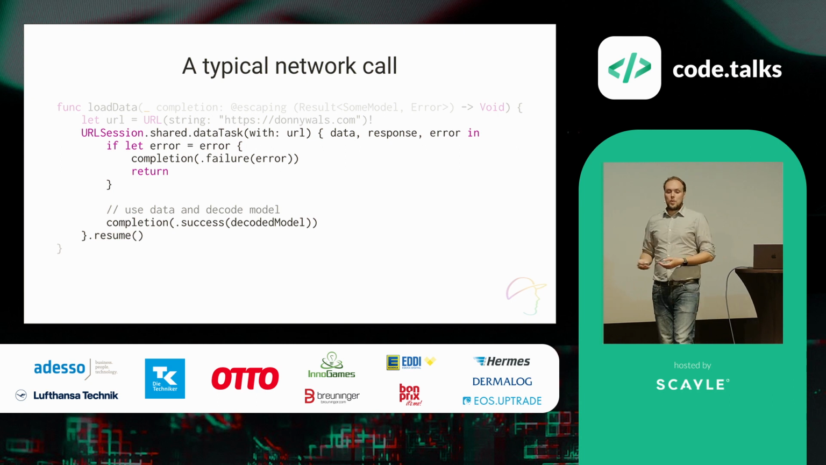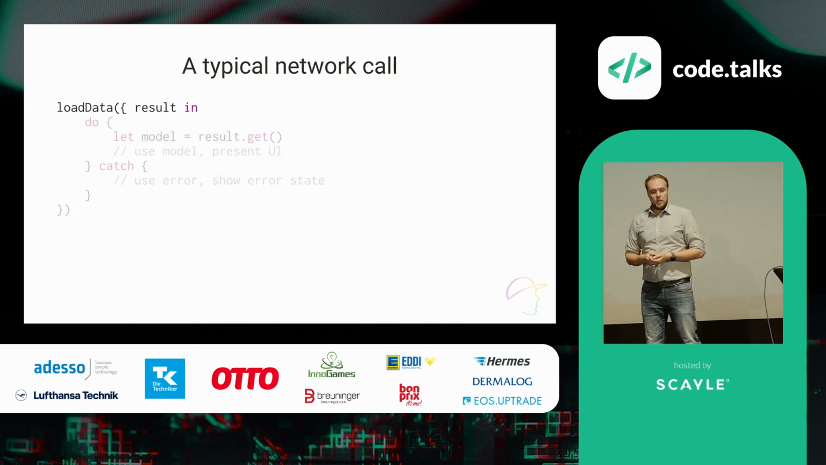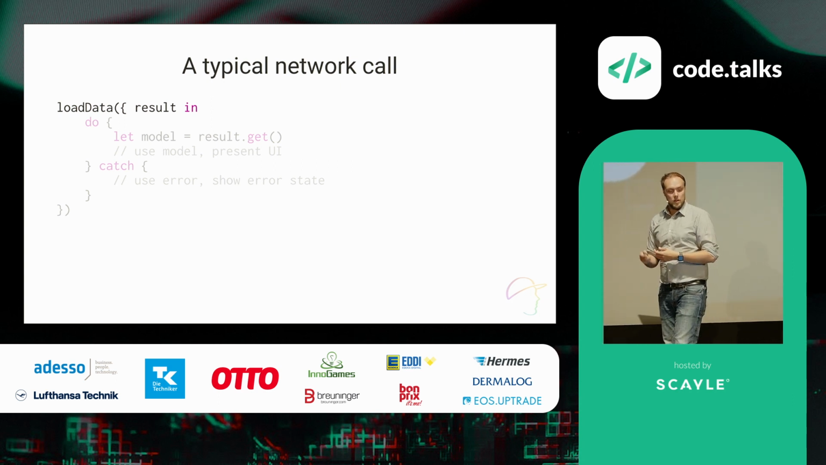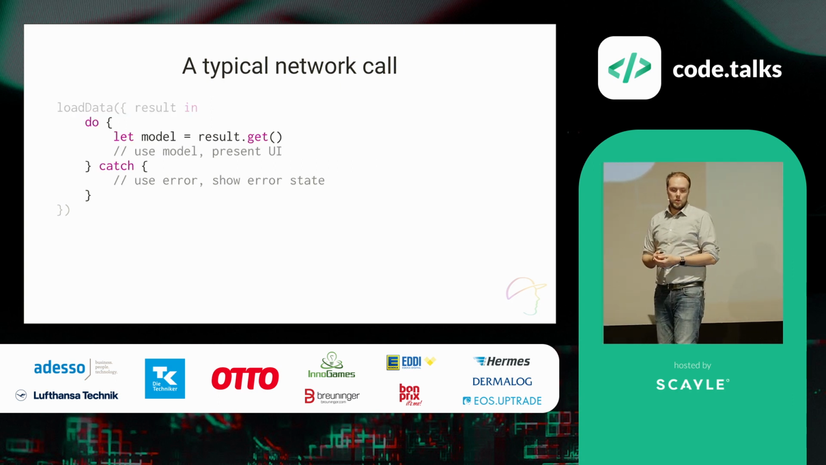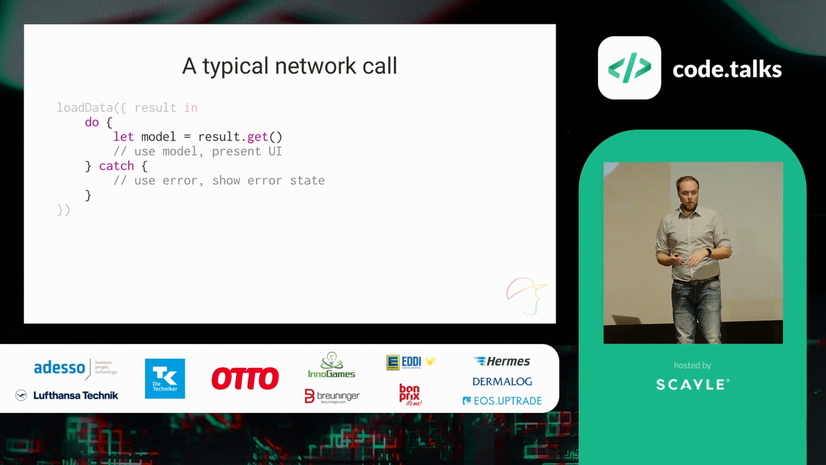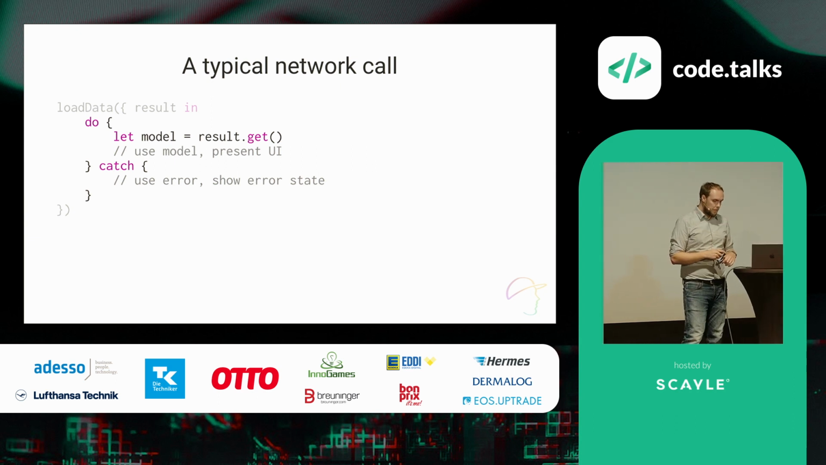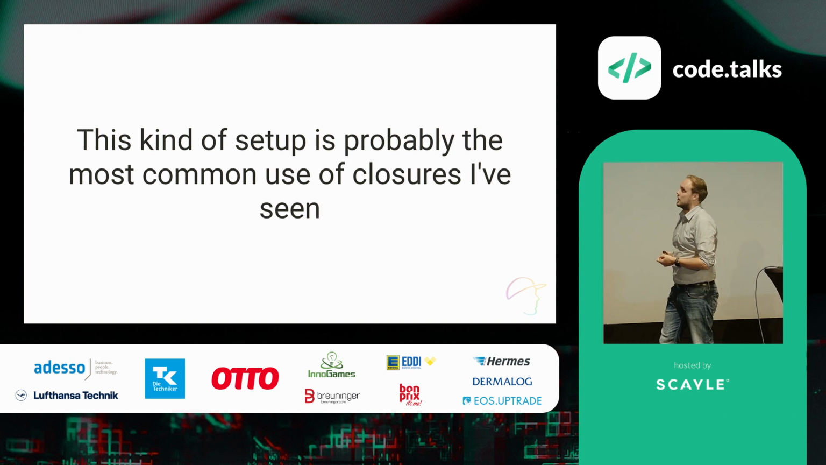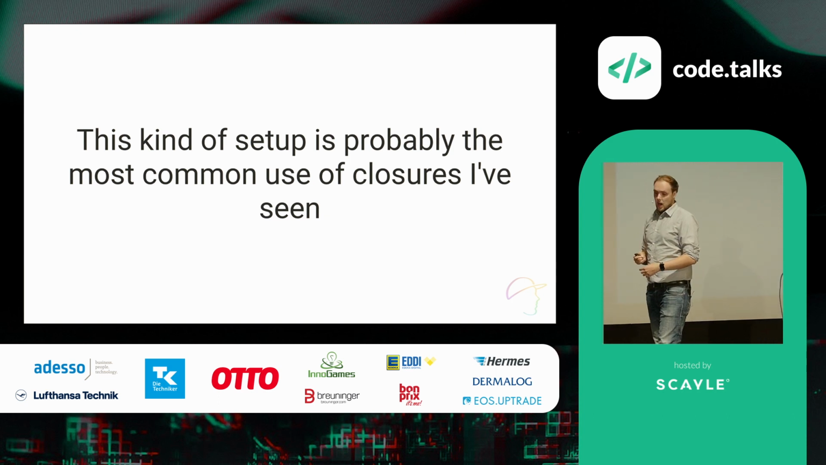Now, if we want to execute our network call, we will have to call this load data function. We would do that by calling the function and passing it a completion handler that takes the result, and then we can use the result. If you've written Swift before, this should look super familiar. If you haven't, this also should not look completely outrageous. And this kind of setup, where you simply pass closures around to receive completion, is probably the most common use of closures I've ever seen. Everybody has this in their code bases. And I've even seen this outside of Swift as well.